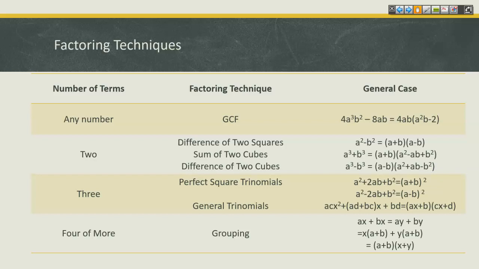Now, if there are two terms, we have three special formulas, a difference of squares. Now, a new one is called a sum of two cubes. If you have two cubes being added together, then you can write that as a plus b, where a and b are the cube root of those cubes, times a squared minus ab plus b squared.